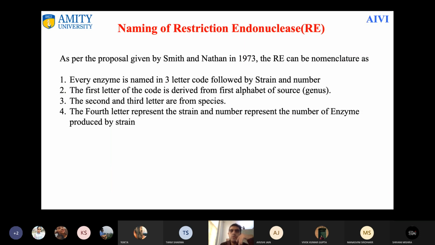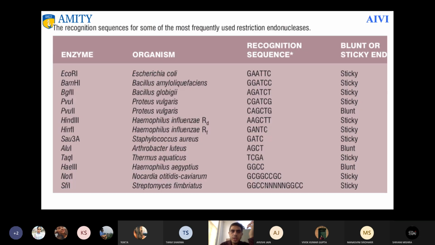Then we come to naming, how we name them. Smith and Nathans described the naming, and the name includes the source and an identification number, so it has 3-4 components. Source simply means, if it is E. coli, E is for the genus and co is for the species, and this Eco is derived from the specific name. That's why it is italicized. In the name of the enzyme, these first 3 letters must be italicized because they are derived from the species. And the 4th letter is the strain.